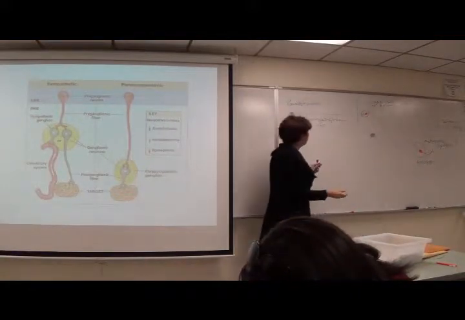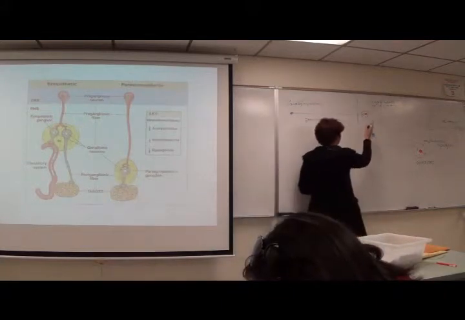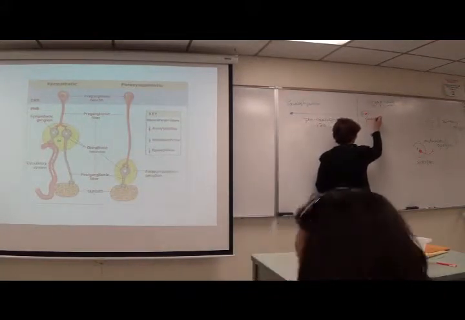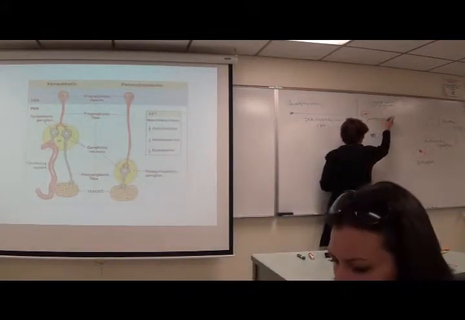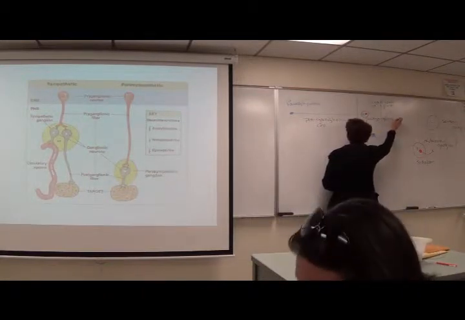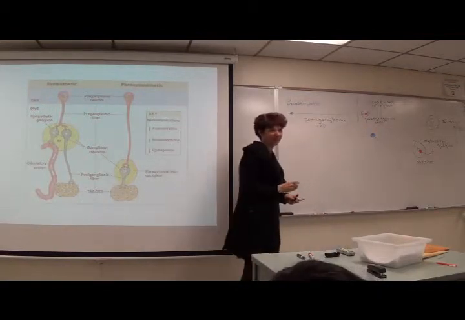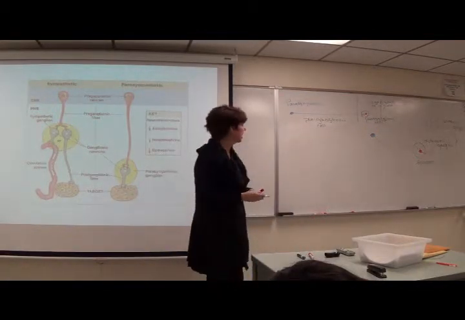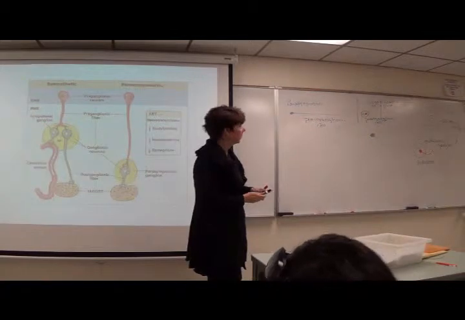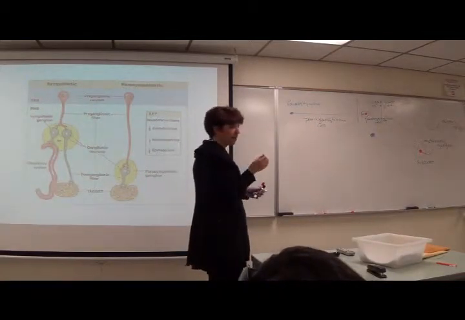So a very long preganglionic neuron and a very short postganglionic neuron. It is the cell body of the postganglionic neuron that actually creates the ganglion. That's why it's a collection of cell bodies. So that's the parasympathetic system.